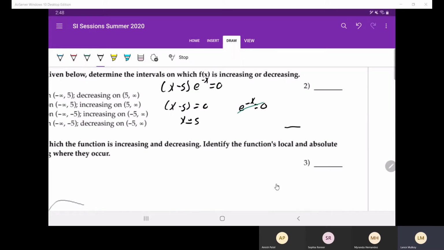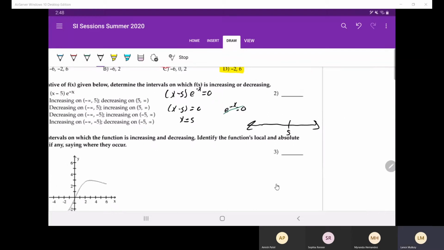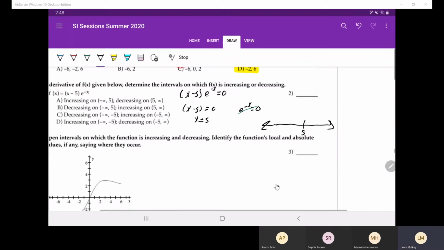So you go over here, draw your number line. You have 5. Positive 5. So you plug in a number less than 5 into the derivative that he gave you. So let's plug in 0. So you got negative 5 times e to 0, which is 1, which is negative. Let's plug in a positive number. All right. Let's see, 6. So 6 minus 5 is 1, so that's positive. And then e to the negative 6 is just a really small number, so it's still positive. So therefore, it's decreasing from negative infinity to 5 and increasing from 5 to infinity. So B.